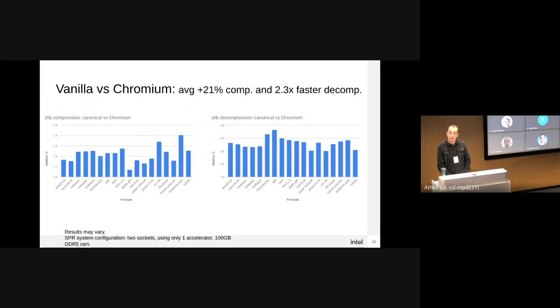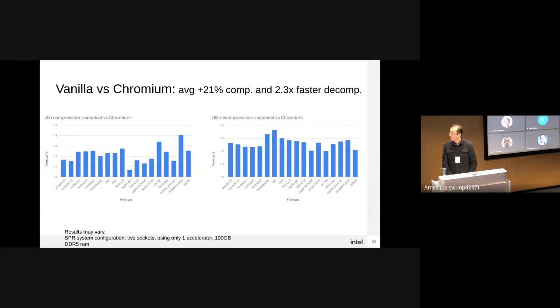Right, so a little bit of context. This is basically what we have in Chromium zlib for data compression and decompression, depending on the inputs. On average for compression, we are about 21% faster than, say, vanilla zlib. And for decompression, we are around 2.3 times faster. Of course, in some cases we can come closer to 3 times, but that depends on the input.